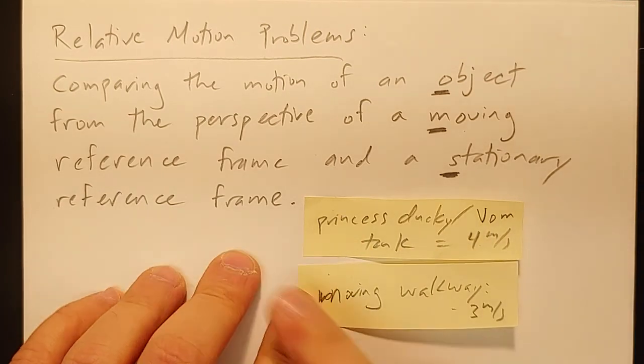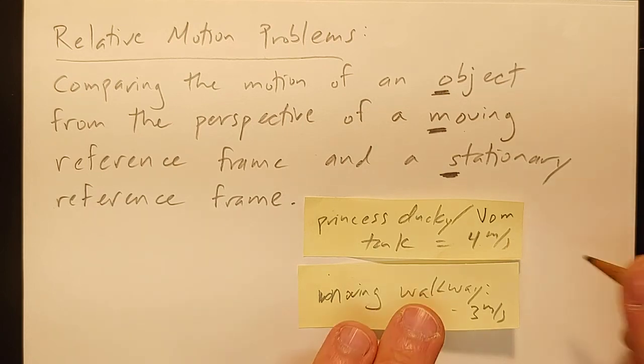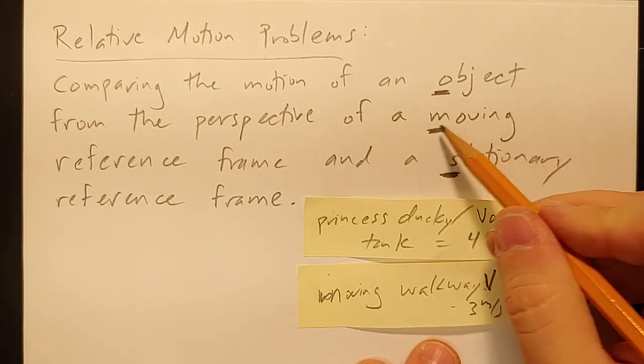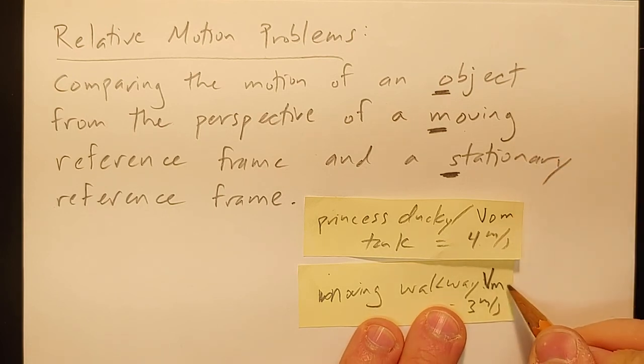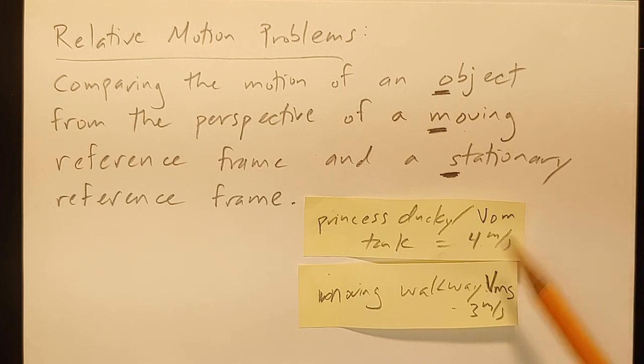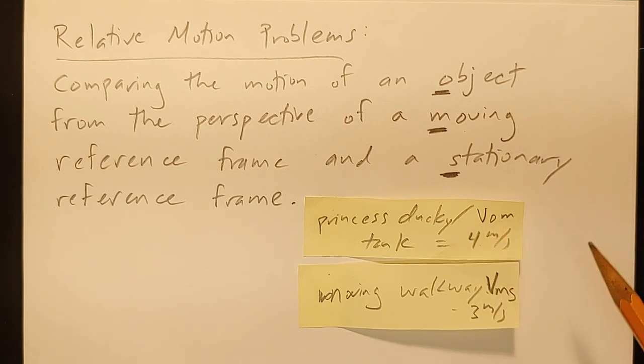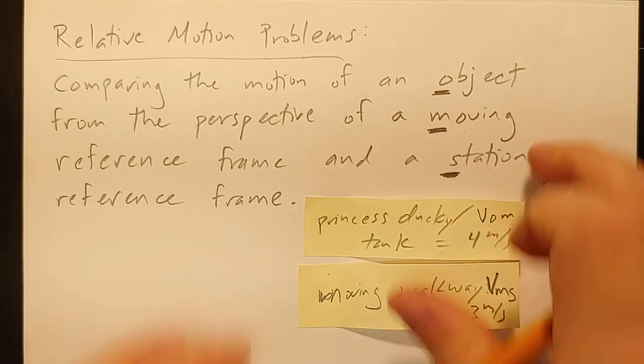And when we said that the moving walkway went at 3 meters per second, we mean from the perspective of the ground. If you're on the ground, it looks like the walkway was going 3 meters per second. So that would be the velocity of the moving frame compared to the stationary frame. And we saw that from the perspective of the ground, Princess Ducky wound up looking like she was going really fast. She looked like she was doing the 4 meters per second plus the 3 meters per second. So we must be able to add these together to figure out the velocity of the object relative to the stationary reference frame, which is a new set of subscripts.